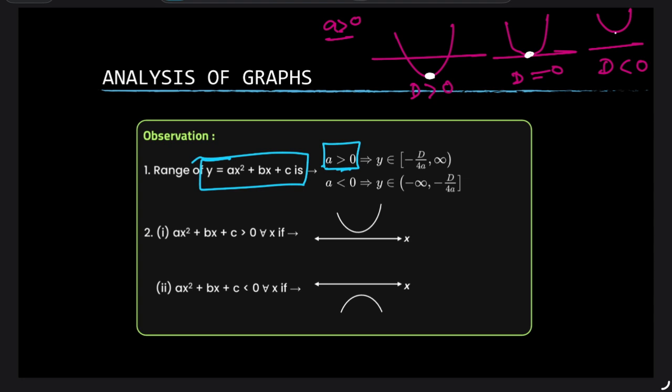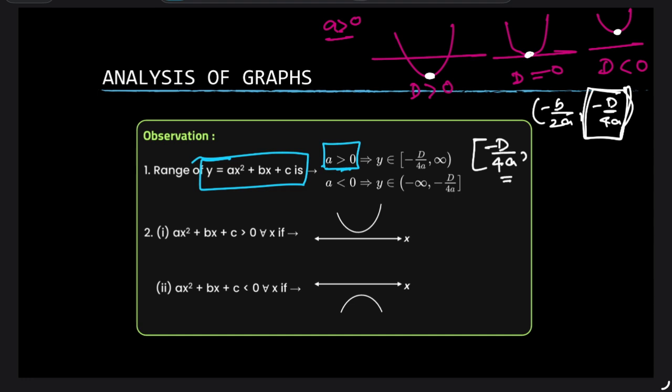Minimum is always what we are getting here. It means the minimum value we are getting at the vertex, and we know what the vertex is. Vertex is (-b/2a, -D/4a). So what is the minimum value? The minimum value is -D/4a. So can I say the range will start from -D/4a, that is the minimum.